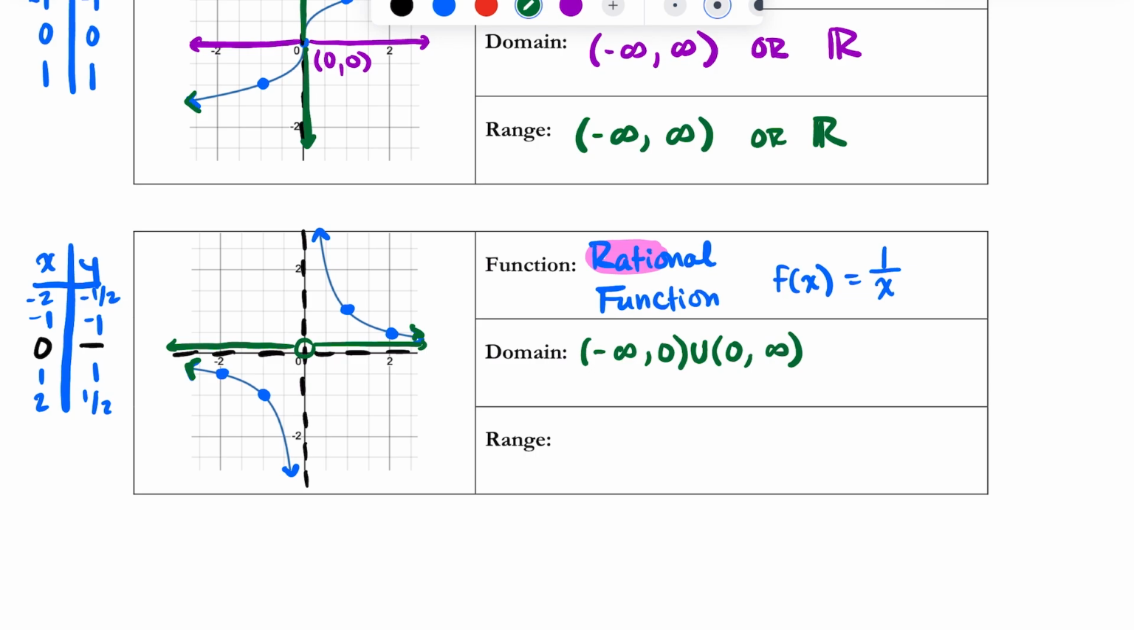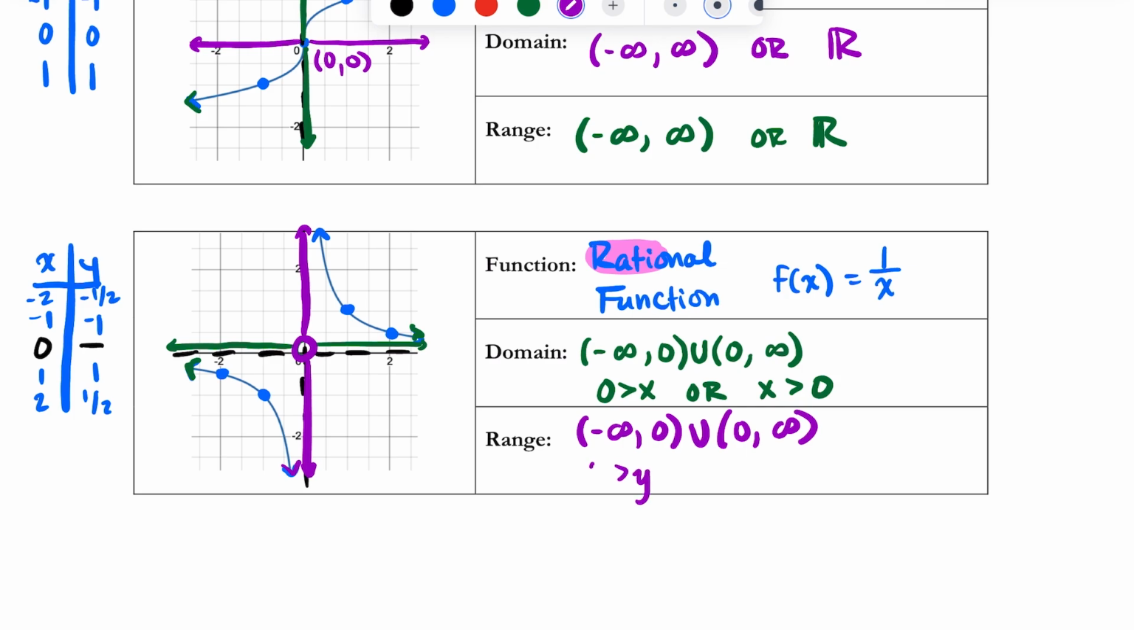So to translate this into an inequality, let's start with that first one. So this is saying, hey, x is strictly less than 0, or x is strictly greater than 0. It's giving us that or with that union sign. If I do the same thing with my range, we'll notice something very similar. My bottom arrow is going all the way down, my top arrow is going all the way up, but I still can't exist at 0 there, meaning my range is going to be the exact same as the domain. But instead of using x, I'm going to use y in my inequalities.